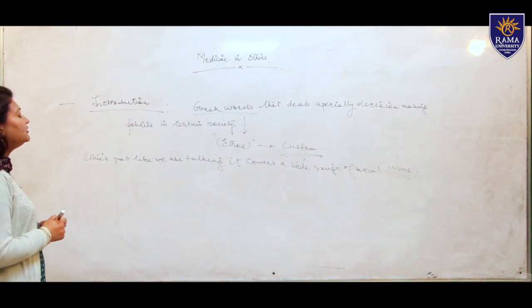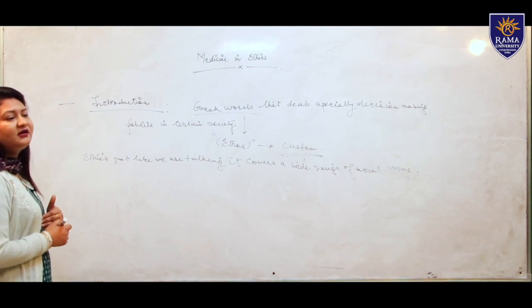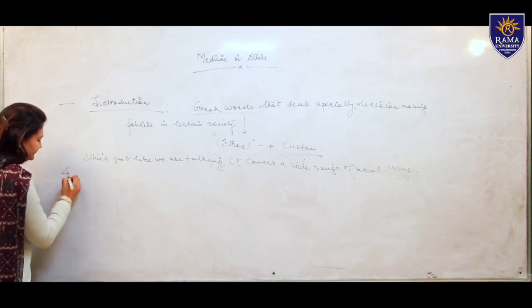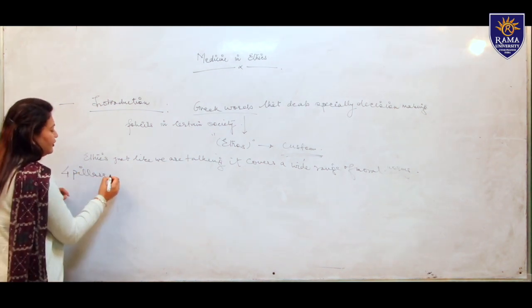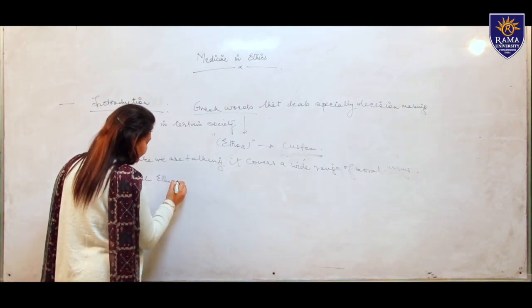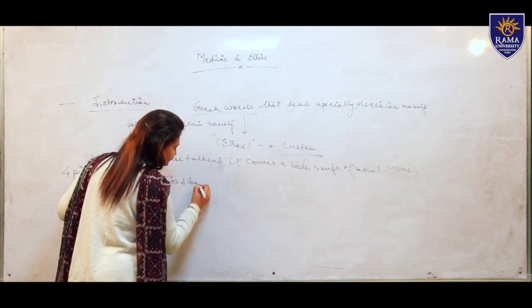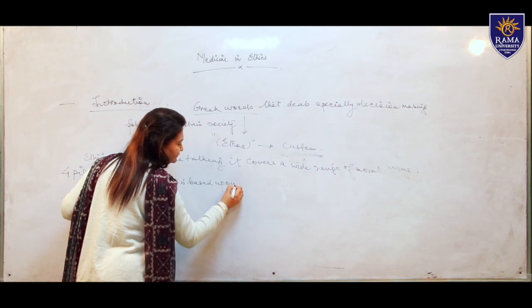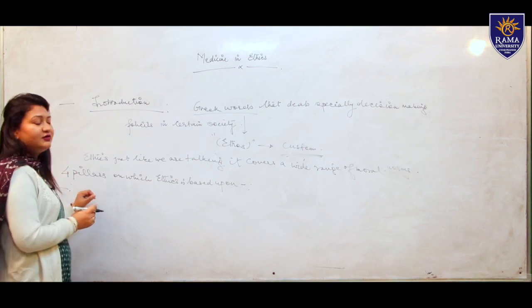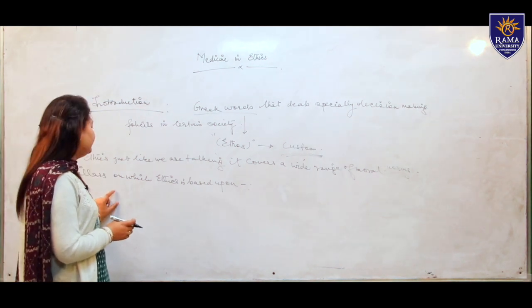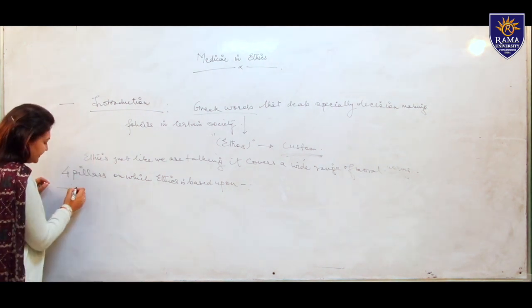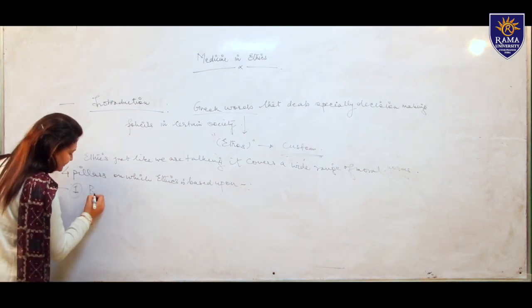Okay, let's now talk about the 4 pillars that medical ethics is based upon. So there are 4 pillars on which ethics is based. These tenets which we are going to talk about play an important part in choosing what is right and wrong for a patient. Okay, so the first pillar is beneficence.